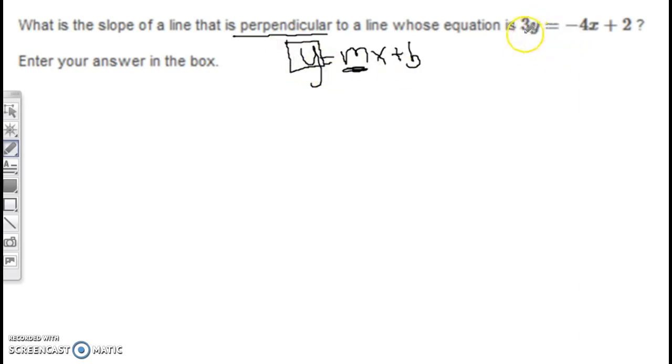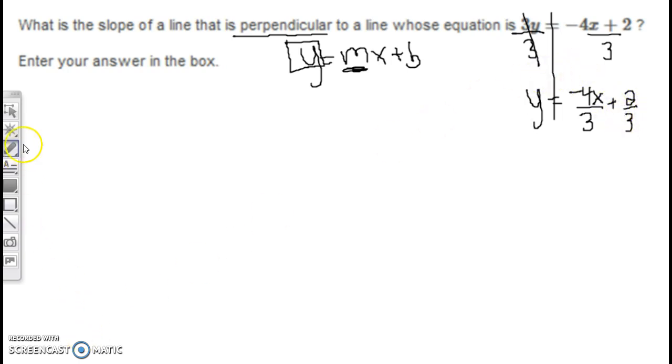So over here, if I wanted to isolate y, I would have to divide each side by 3. And when you do that, you divide each of these pieces by 3. So negative 4x over 3 plus 2 over 3. Okay, so now it is in slope-intercept form, and so now I can pick out the slope. The slope is negative 4/3.